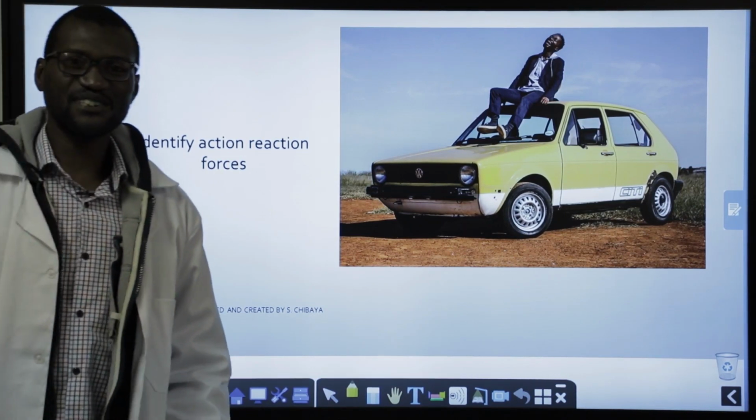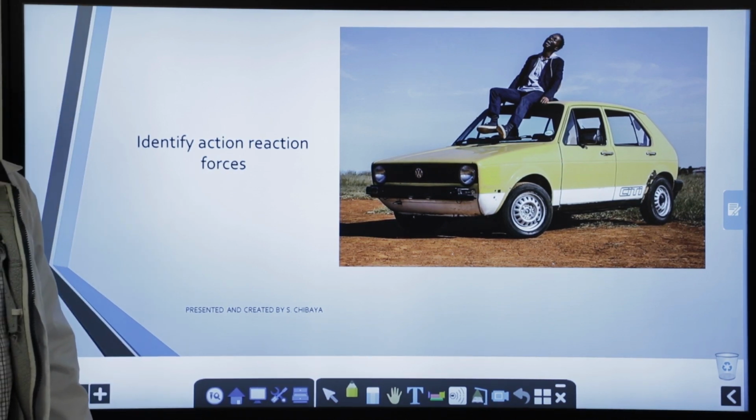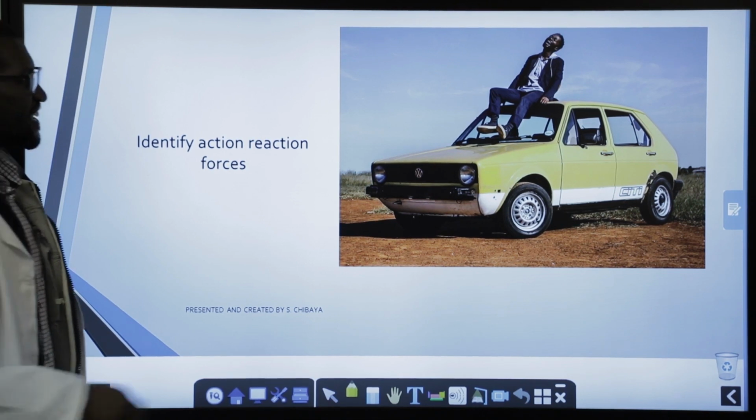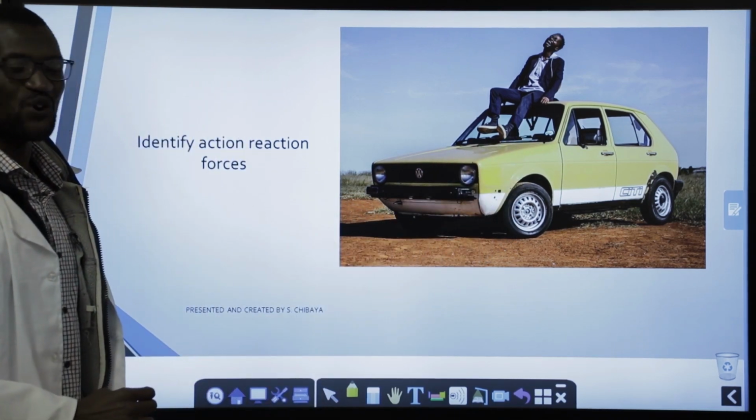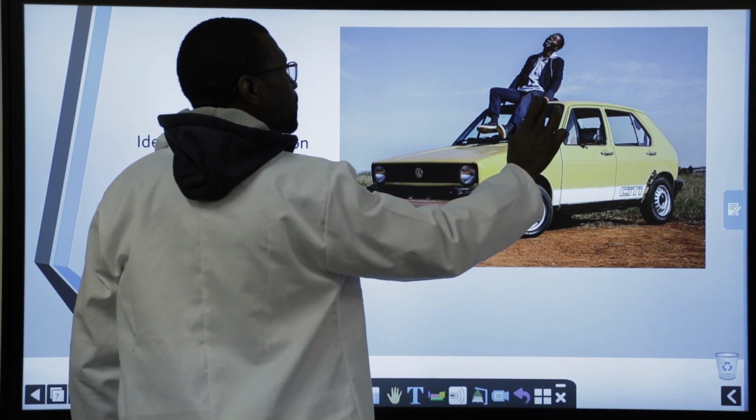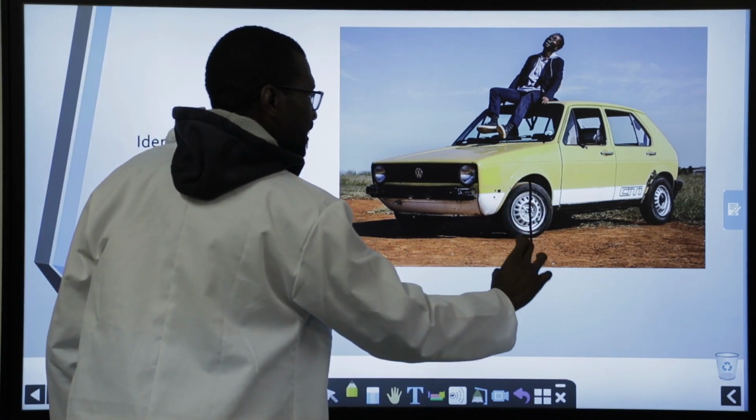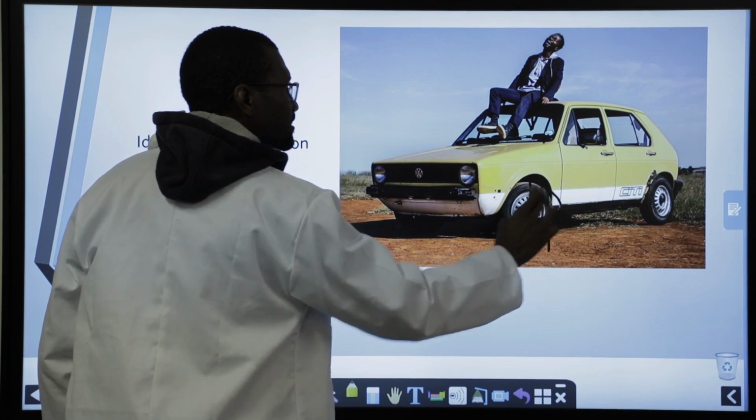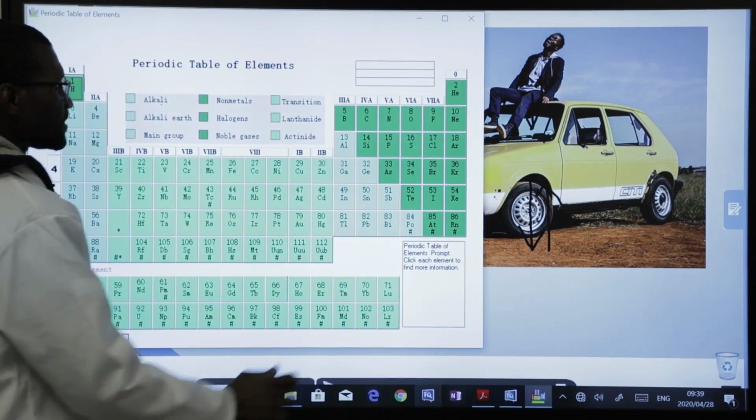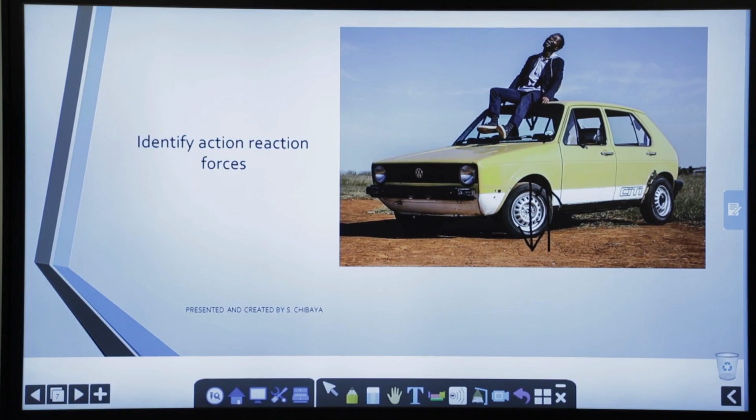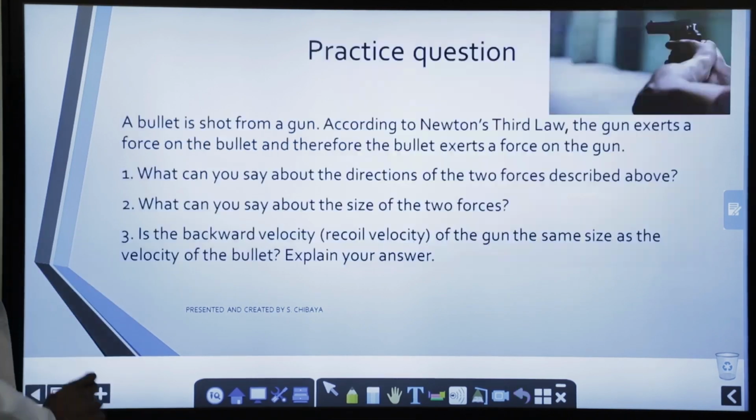Let's look at our uncle who's sitting on his lovely City Golf. Can you identify action-reaction forces here? Yes. Uncle applies a force on his City Golf. The City Golf applies an equal but opposite force to uncle. The City Golf is applying a force onto the ground. The ground is applying an equal but opposite force to the car. All right, so that in itself is identifying action and reaction forces.